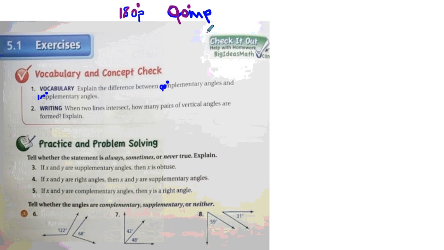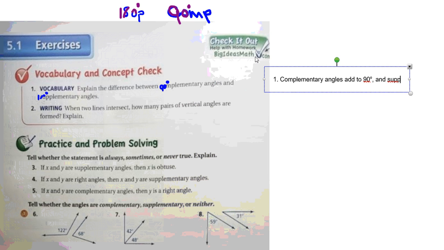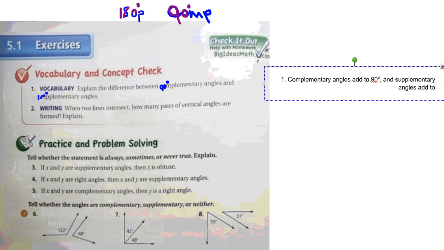If they're complementary, that means they add up to 90 degrees and they form a right angle. All right, so what is the difference between the two? Well, I really just said it. I just have to write down my answers. So for number one, complementary angles add to 90 degrees, and supplementary angles add to 180 degrees.